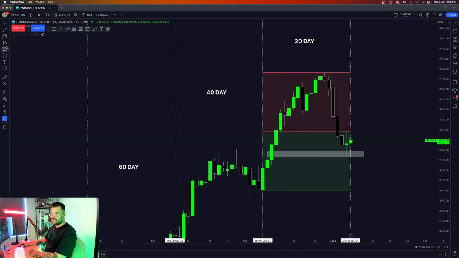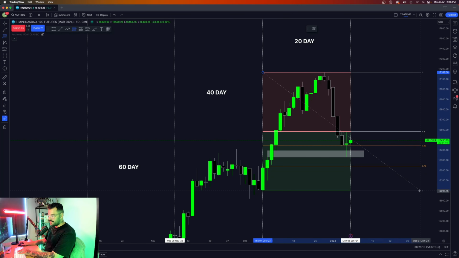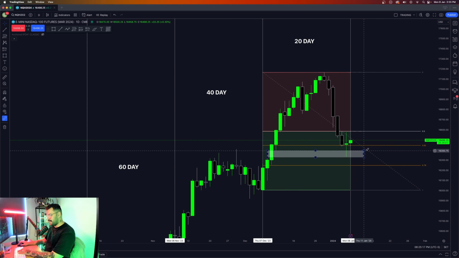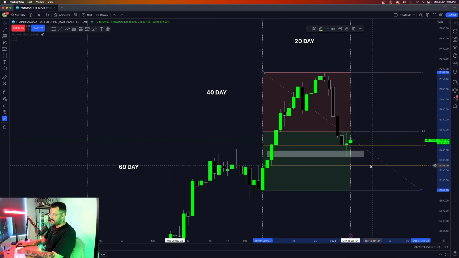And another extra confluence I like to use as well is the OTE, ICT optimal trade entry, drawing the fib from the high to the low of that data range. You can see we've also tapped into that 62 to 79% golden retracement zone, where we can expect a good level of buying to come in as well.